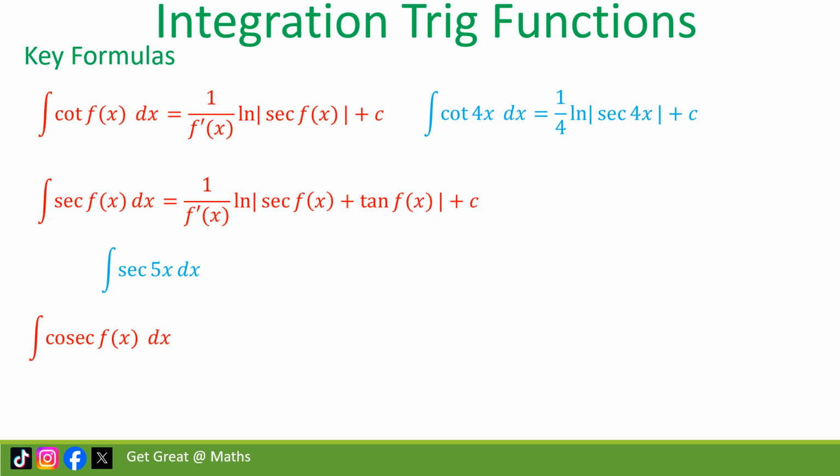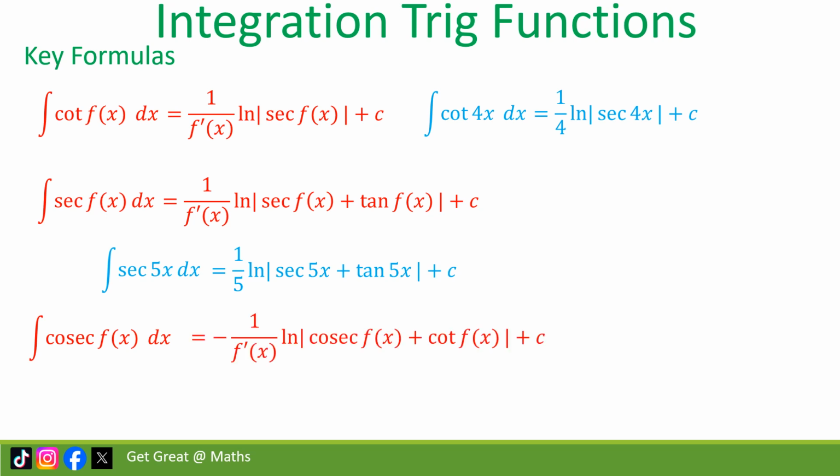So I'm going to divide by the differential of 5x, which is 5. So it's going to be 1 over 5 ln of sec 5x plus tan 5x plus c. And the integral of cosec f of x dx is minus 1 over f dashed of x ln of cosec f of x plus cot f of x plus c.